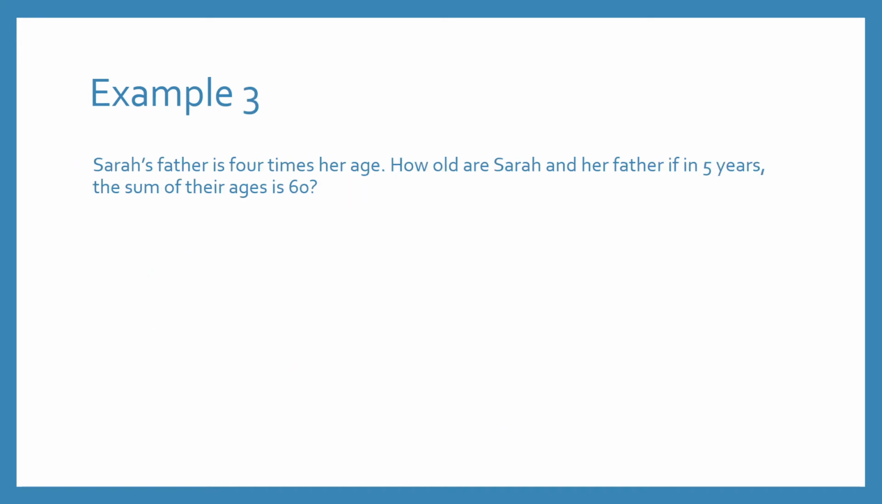This is our third example. It says that if Sarah's father is 4 times her age, how old are Sarah and her father in 5 years if the sum of their ages is 60? So there's two important variables here, and we don't know either of them, which are Sarah's father's age and Sarah's age. So I'm going to define two variables. I'm going to call them S, and it's going to be Sarah's age, and F, which is going to be Sarah's father's age.